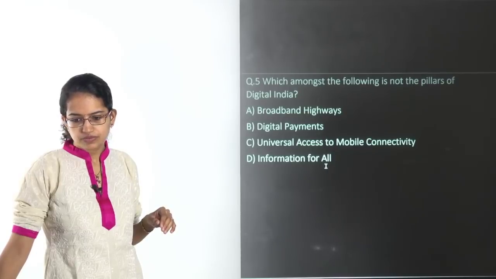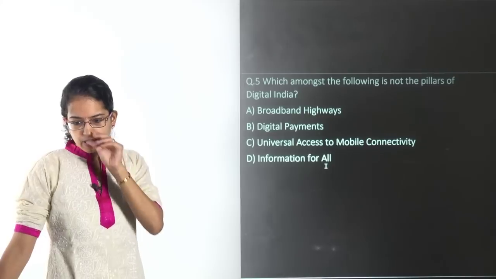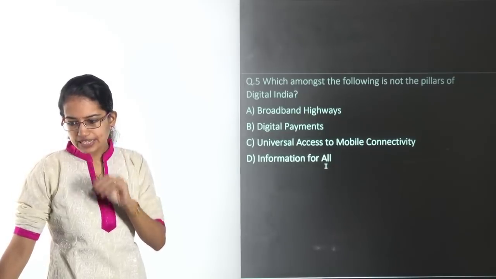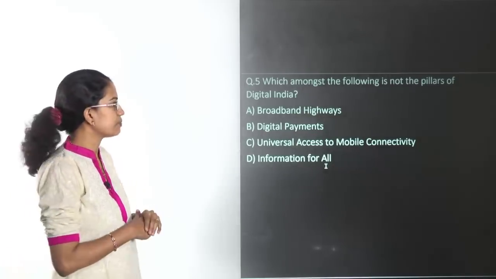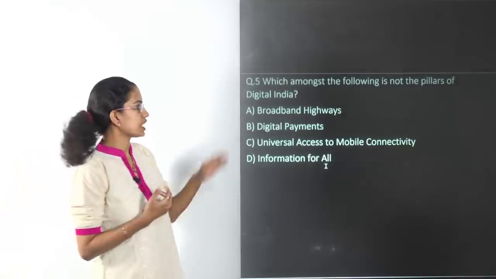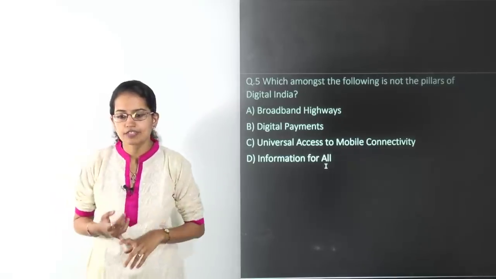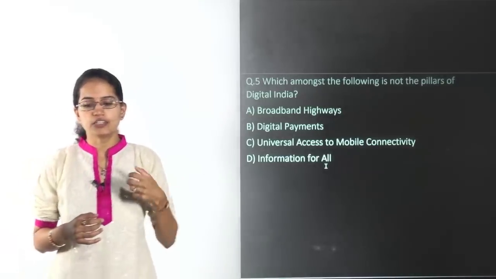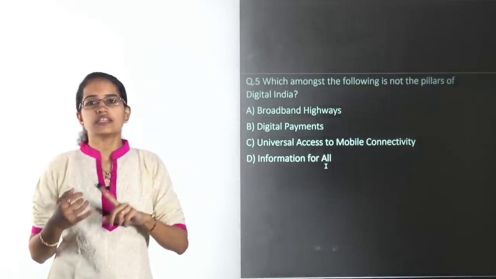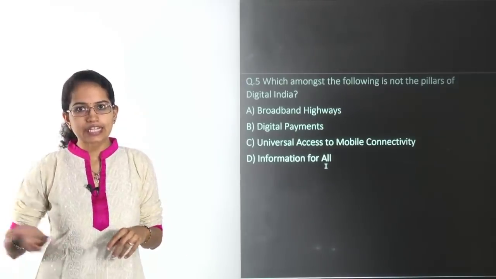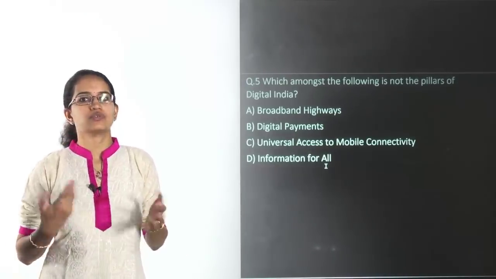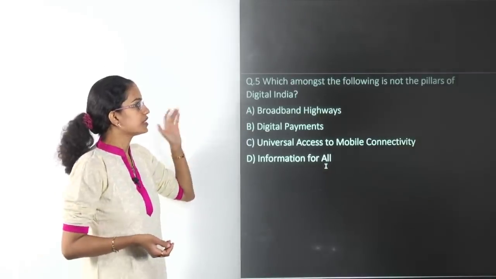Question number five, Preeti has the right answer. So it's digital payments. You have 9 pillars, which are broadband highways, access to mobile connectivity, information for all, e-governance, e-kranti. You have information highways. Then you have electronic manufacturing, IT jobs, early harvest program. So those are some of the 9 pillars of the digital India.